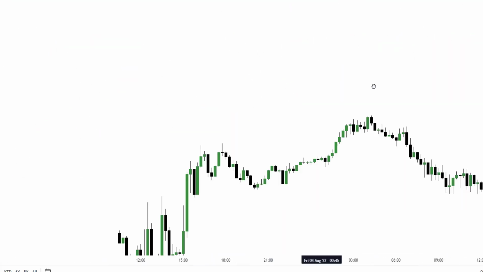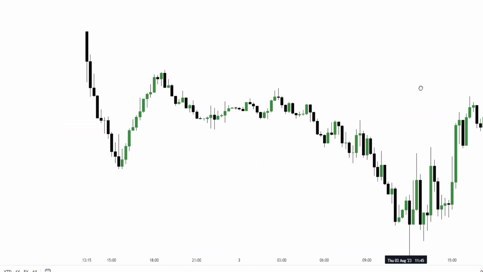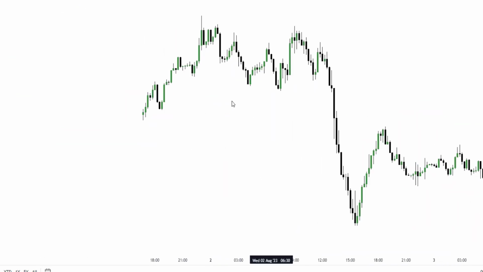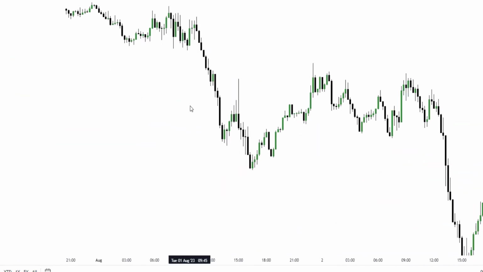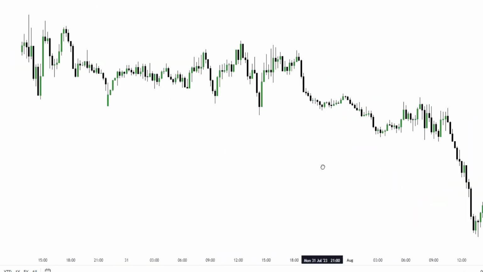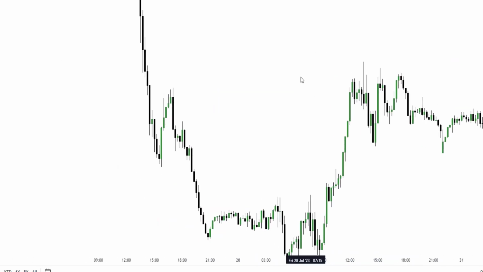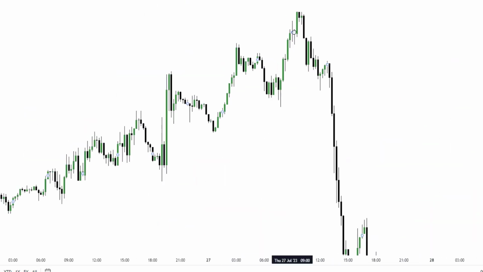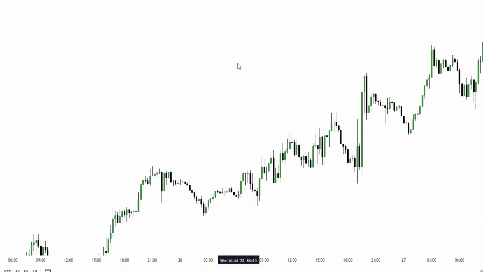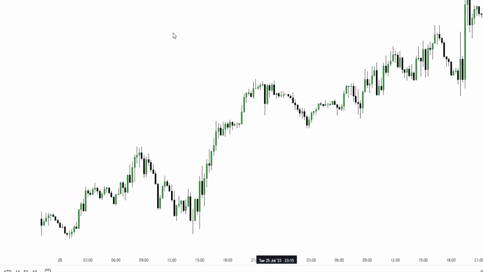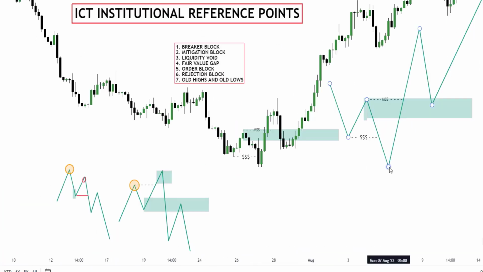I think I have seen another one that I wanted to show you, but it seems like I've lost it. All right, you can see this time and again on your chart. So let me go back and continue with the rest of the institutional reference points, and I'll show you one after another. So back to the next one, which is liquidity void.